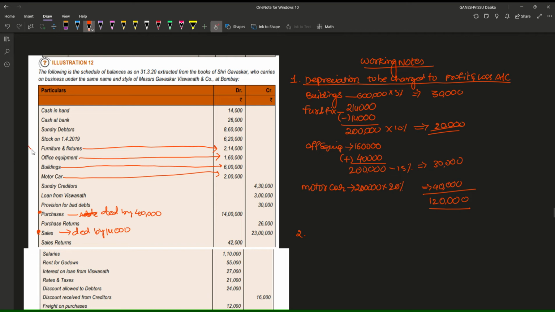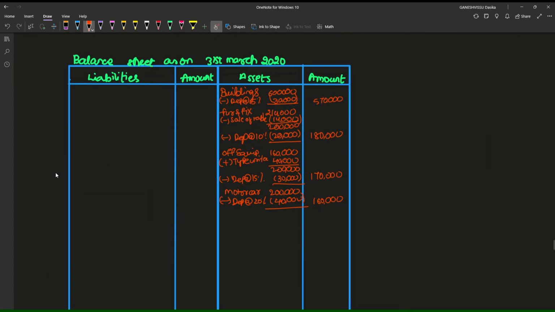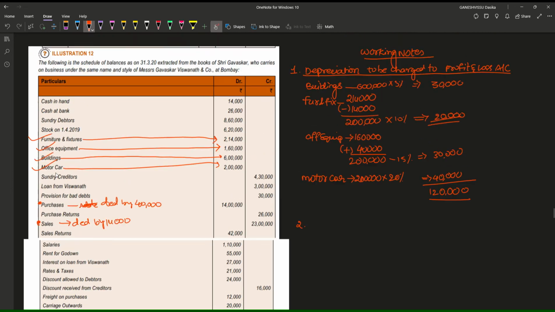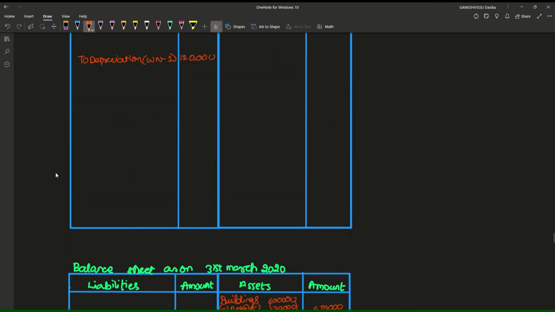So we have recorded this office equipment, furniture and fixtures, buildings and motor car, right? We have incorporated all the things now. We have shown that in the balance sheet also. Now let us go through the second adjustment.